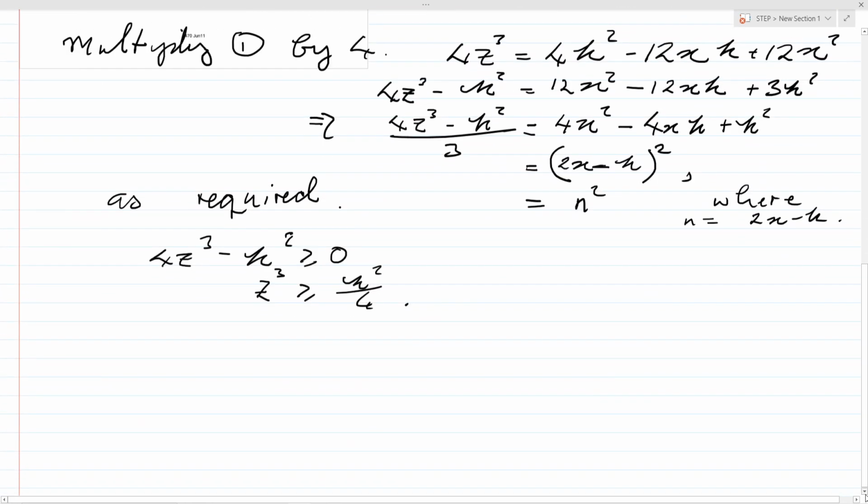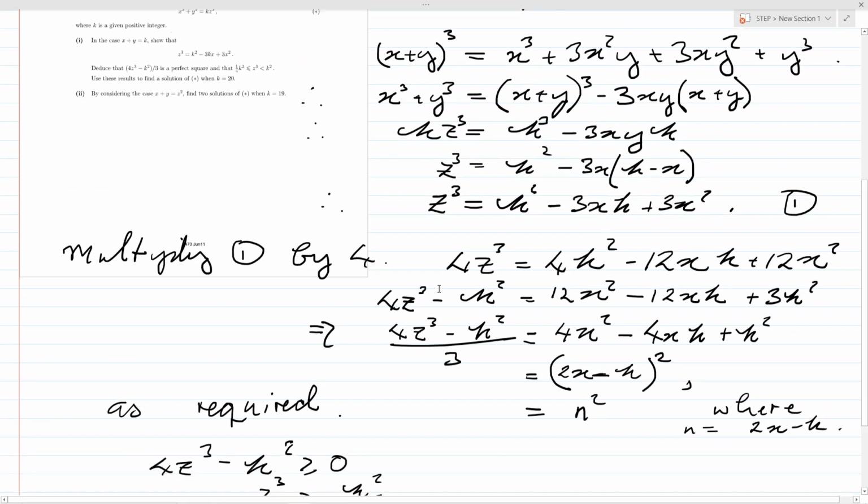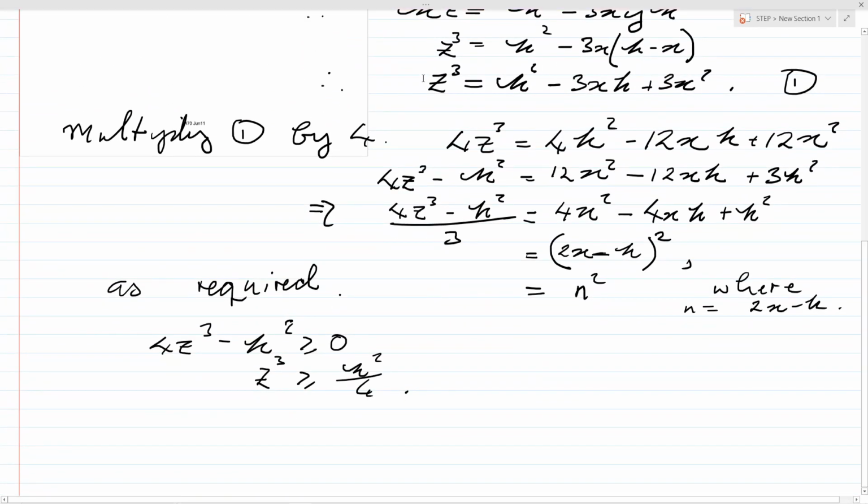Well, sorry, the k squared, yes, k squared subtract z cubed is greater than 0. Well, how are we going to do that? Well, we've got here k squared and a z cubed. So what we want to do is manipulate this expression maybe. So let's have a think.